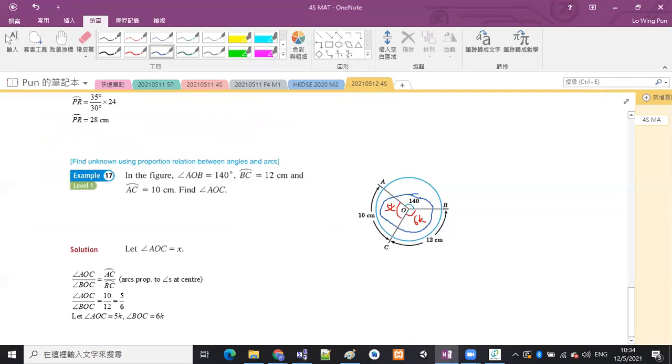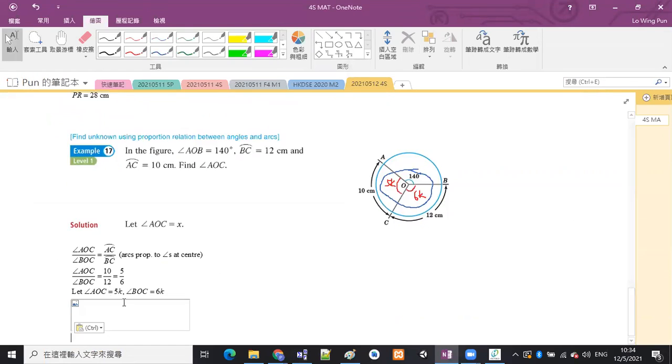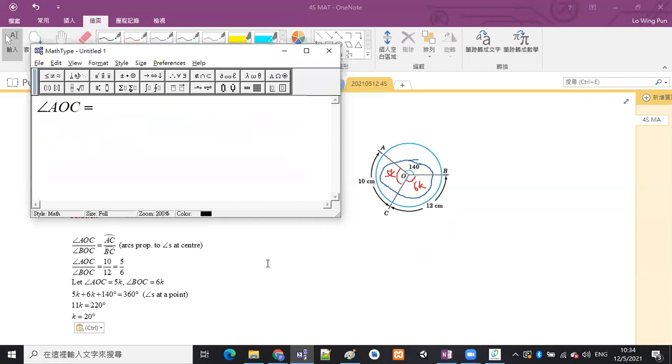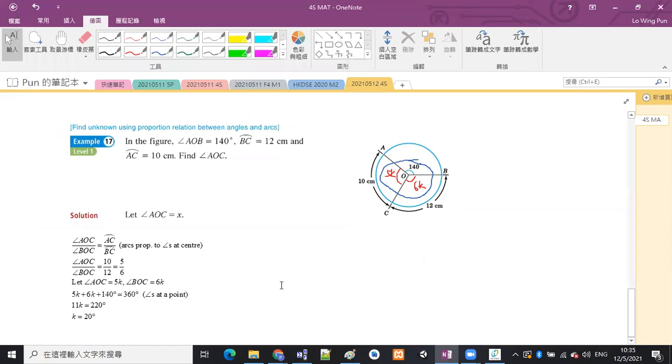Okay, when we have found K, we can find anything else. Okay, angle AOC is equal to 5 times K. That should be 100 degrees.